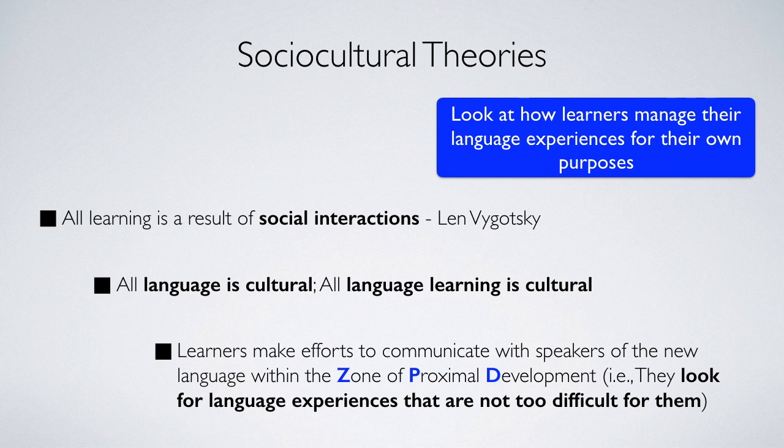Also, as it's written halfway down on page 46, second language learners make efforts to communicate with speakers of the new language within the zone of proximal development, or ZPD. That is, they look for language experiences that are not too difficult for them. After this, learners reflect on their performance and think of plans and strategies to improve, better known as self-regulation.